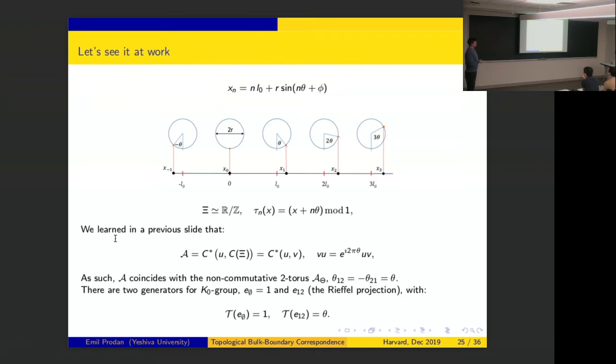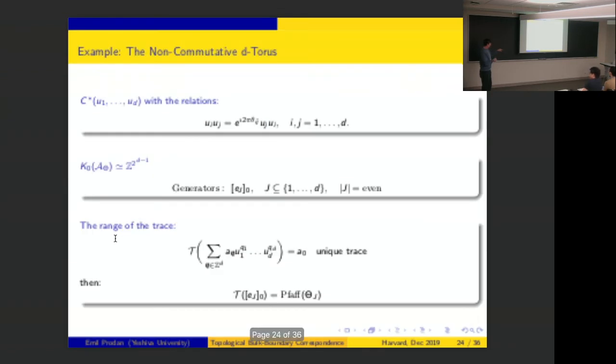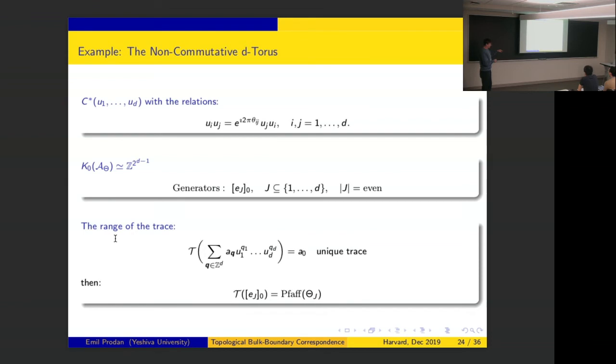And we learned that the algebra is a non-commutative two torus. So as such, the K0 group has two generators, the identity and E1,2, the Rieffel projection, and we know what is the value of the trace. The trace is normalized, so trace on the unit gives me 1, trace on E1,2, it's theta. That comes straight from this statement.